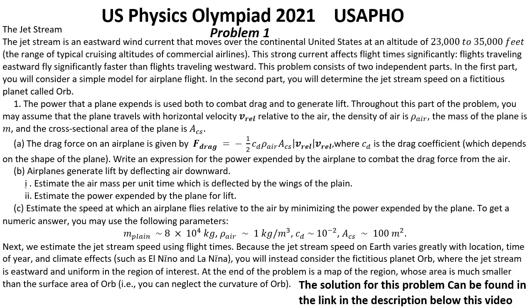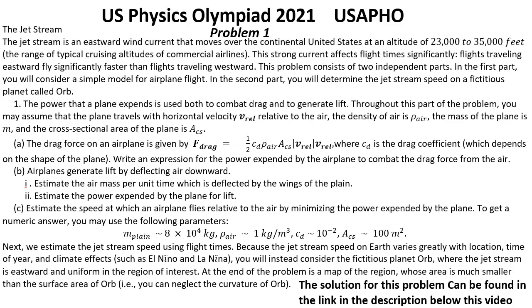To get a numeric answer, you may use the following parameters. Mass of plane approximately 8 times 10 to the power 4 kilograms. Rho air is about 1 kilogram per cubic meter. C_D about 10 to the power -2. A_CS is about 100 square meters. Next, we estimate the jet stream speed using flight times.